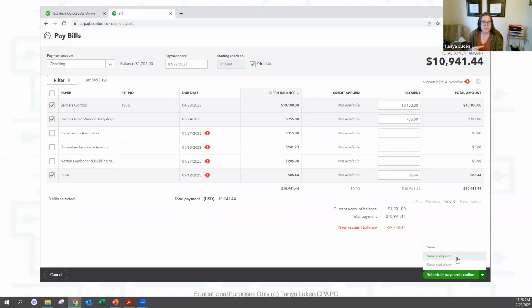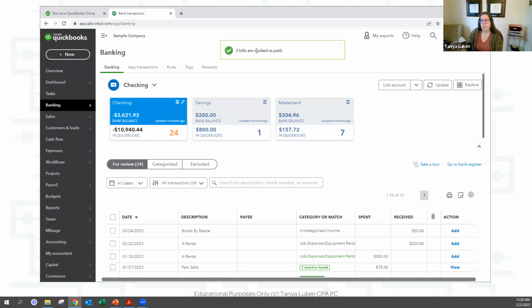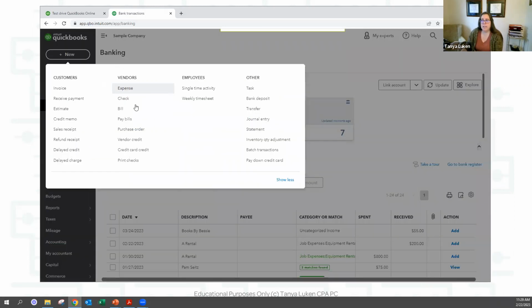If you're using Melio that's integrated with QuickBooks, you can schedule payments online, and it's going to show these three in the next window, which unfortunately I can't show you, but it's going to be those. I'm going to save and close because I want to show you where you go to print the checks. So we have 3 bills that are marked paid, and then we're going to come in here and print checks as an option.